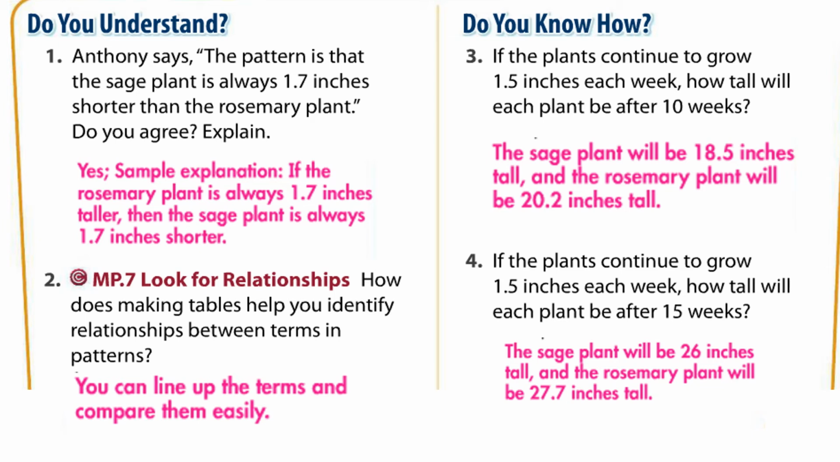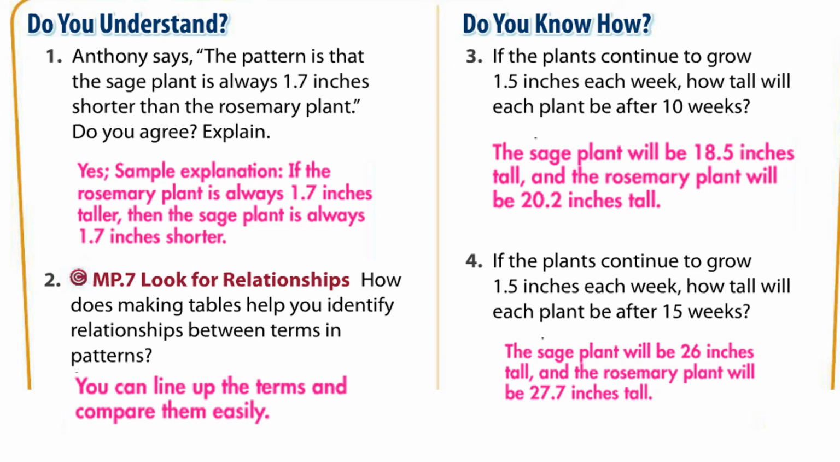How to do those questions, guys? Only complete the tables. Just follow the pattern. Add 1.5 to get the next number. So add 1.5 to the 5th week to get the 6th week. To get the 7th week, also add 1.5. Add 1.5 plus 1.5 plus 1.5 to get the next one. To get after 10 weeks, the answer is 18.5 for sage and 20.2 for rosemary.